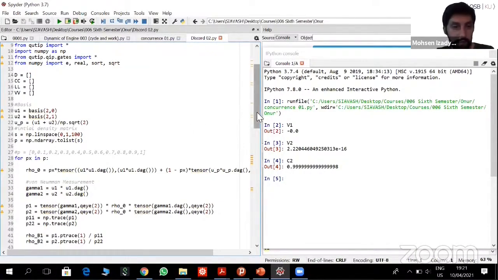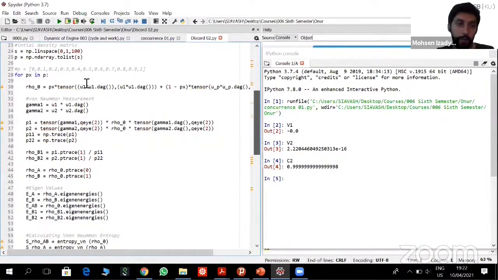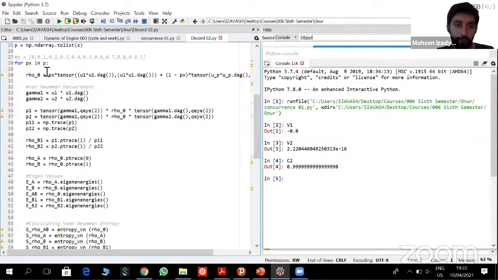S is, in fact, the values I write between 0 and 1. I'm going to introduce the values for P, and it will be divided into 100 values. And then I use a for loop for those values of P. This is our rho AB. I call it here rho 0.